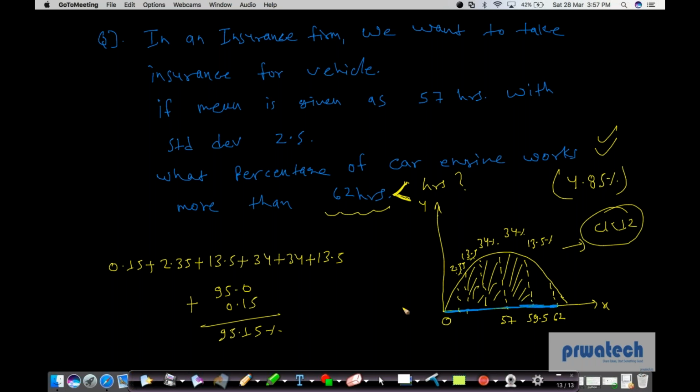There are many questions like this. Go there and solve them. If any question comes from normal distribution or the empirical rule, we'll see them tomorrow, or you can mail me your questions and then we'll see. After the empirical rule and normal distribution, tomorrow we'll see sampling distribution, expected value, and a couple of other concepts. So this is it for today, guys. See you tomorrow at the same time.